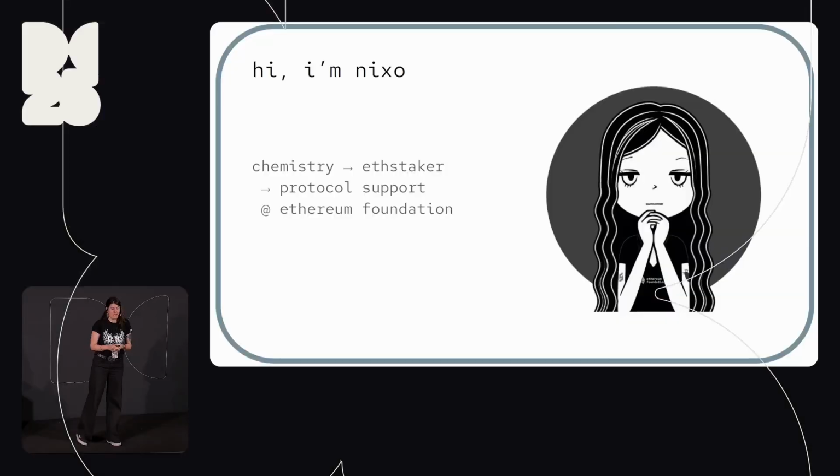So my name is Nixo. I used to be a marine chemist in the field of oceanography until I was Ethereum pilled by staking and left the field of oceanography to work in the Ethereum ecosystem full time. I was the executive director of eStaker until moving to the protocol support team at the Ethereum Foundation.